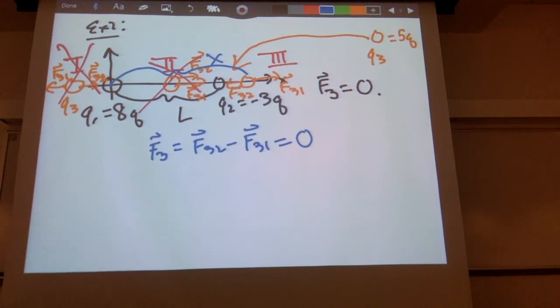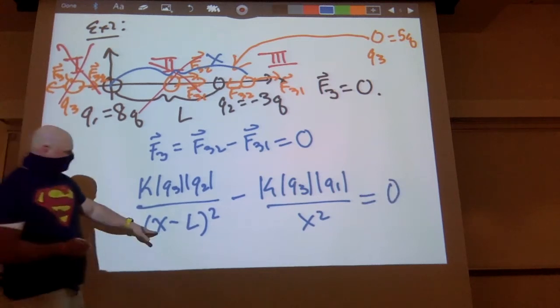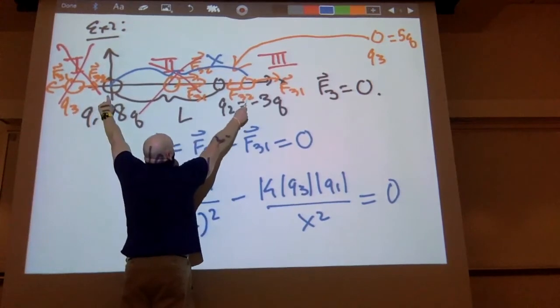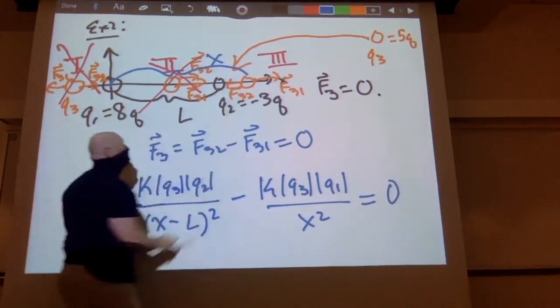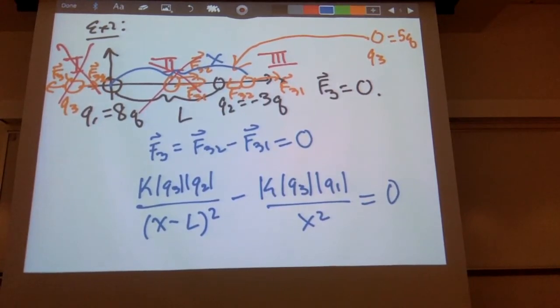Good. Now, let's use Coulomb's law. This says K times the magnitude of Q3 times the magnitude of Q2 divided by the distance between those two, so that's going to be a distance of what? x minus L, quantity squared, minus K times the magnitude of Q3 times the magnitude of Q1 divided by the distance x squared, which must all be equal to 0. So it's okay that this is x minus L. If I go out to x and subtract away L, that's this little distance here, so that distance is x minus L. Okay with that?